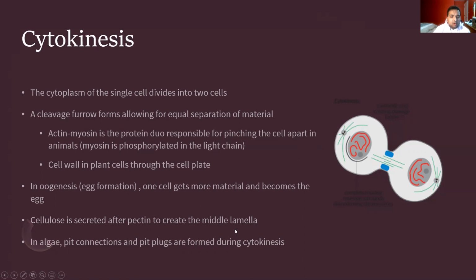What am I saying? Middle lamella only shows up for the cell plate. It is not in animal cells. I should not say it occurs in the cleavage furrow because it's cellulose. My apologies.